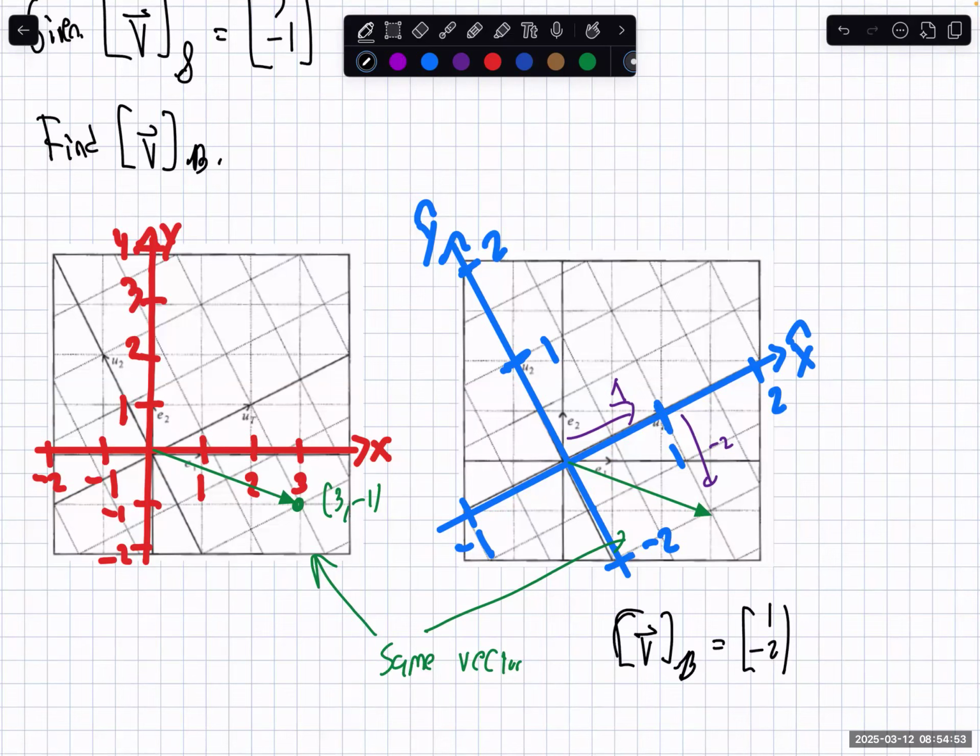The same vector, just the first description is relative to the standard coordinate system, and we want the description relative to the new coordinate system.